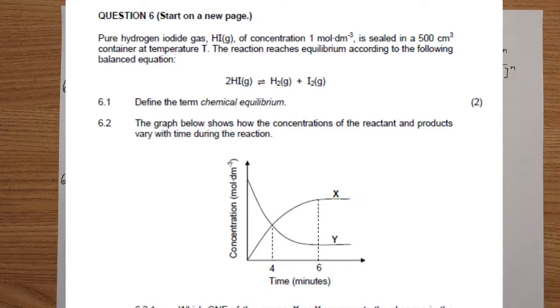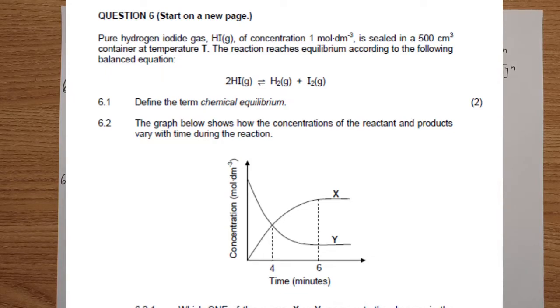Okay, let's have a look at question 6. So question 6 says pure hydrogen iodide gas, HI, of concentration 1 mole per decimeter cubed is sealed in a 500 centimeter cubed container at temperature T. The reaction reaches equilibrium according to the following balanced equation.